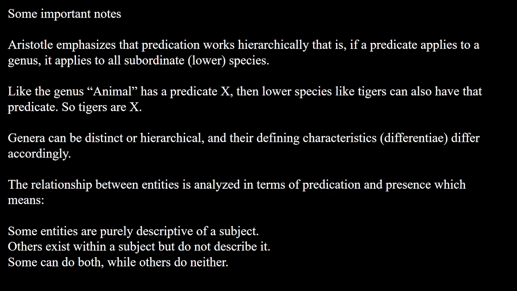The relationship between entities is analyzed in terms of predication and presence, which just means that some entities are purely descriptive of a subject, others exist within a subject but do not describe it, like whiteness, remember, and some can do both while others do neither.